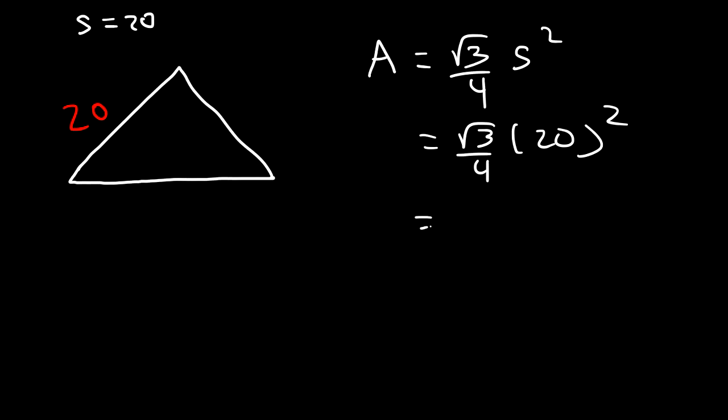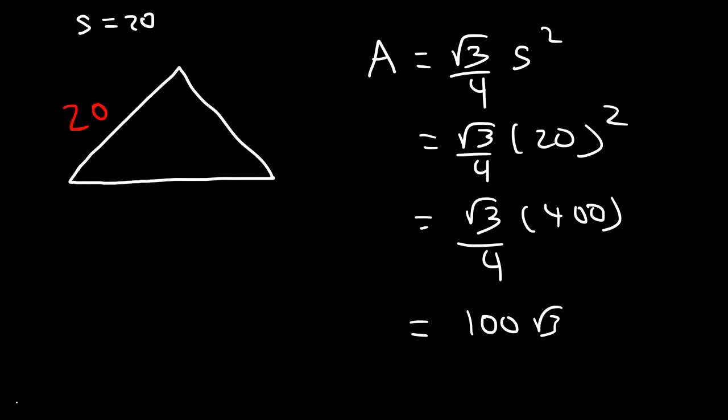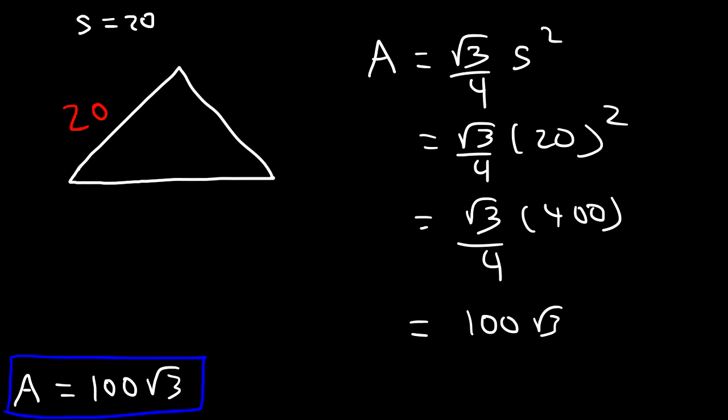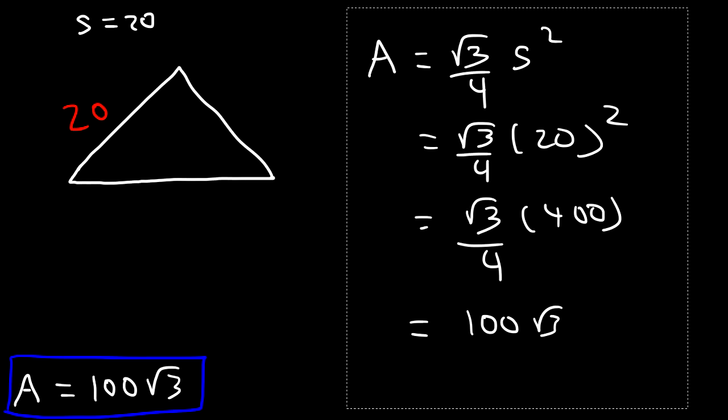Now 20 squared, which is 20 times 20, that's 400. And 400 divided by 4 is 100. So the area of this equilateral triangle is 100 square root 3. And so that's the answer. But now let's use the other formula to confirm this answer.